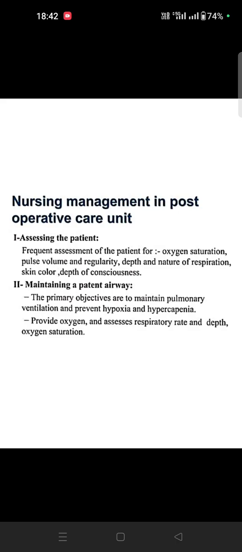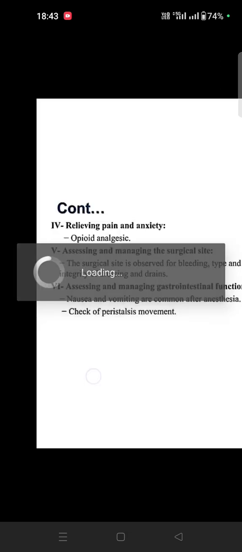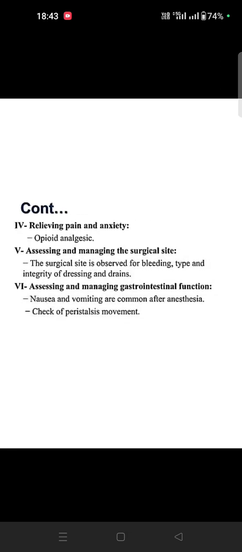Maintain pulmonary ventilation to prevent hypoxia and hypercapnia. Provide oxygen and monitor respiratory rate and depth. Maintain cardiovascular stability: patient mental status, vital signs and cardiac rhythm, skin temperature and color, urine output, central venous pressure, arterial lines and pulmonary artery pressures. Complications can be hypotension, shock, hemorrhage, hypertension. Relieve pain and anxiety; opiates can be given.